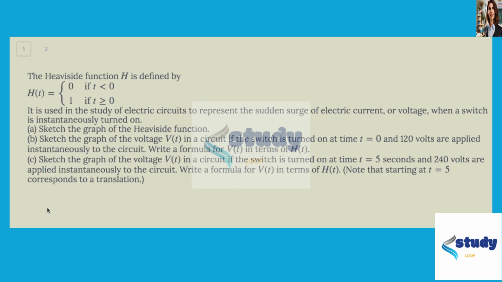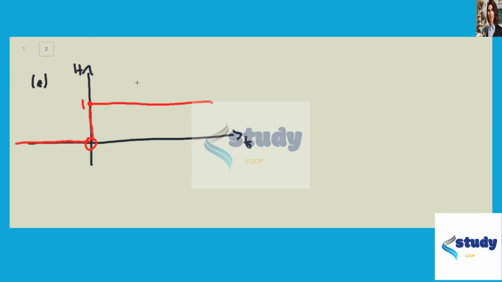Sketch the graph of the voltage in a circuit if the switch is turned on at time equals 0 and 120 volts are applied instantaneously to the circuit. Write down a formula for V of t in terms of H of t. Okay, so part B here. So at time equals 0, where we switch on to 120 volts.